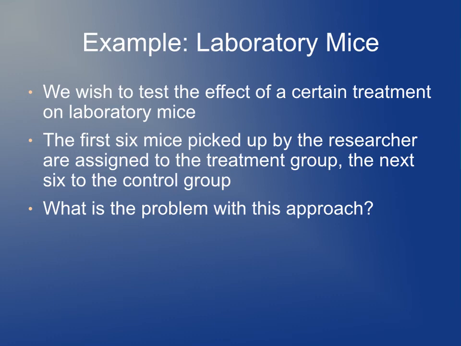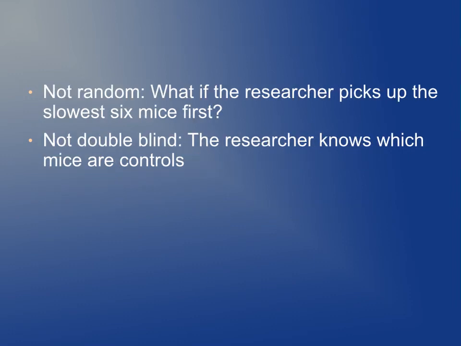So another example that might be more relevant in the bench science world: let's say that you're doing an experiment on laboratory mice. You grab 6 mice, put them in the treatment group, take the 6 mice that you don't grab and put them in the control group. What's the problem with this approach? Well, there's a couple problems with it. One is that it's not random. What if the 6 mice that you grab are older and slower, less healthy, whatever the case may be? That could bias and confound the effects of your experiment. It's also not double blind, in that the researcher knows which mice are the controls.